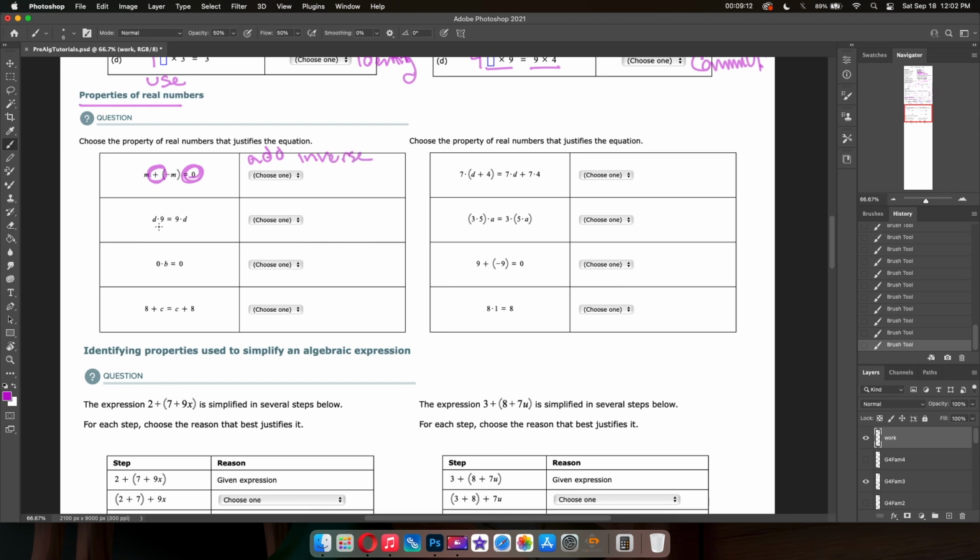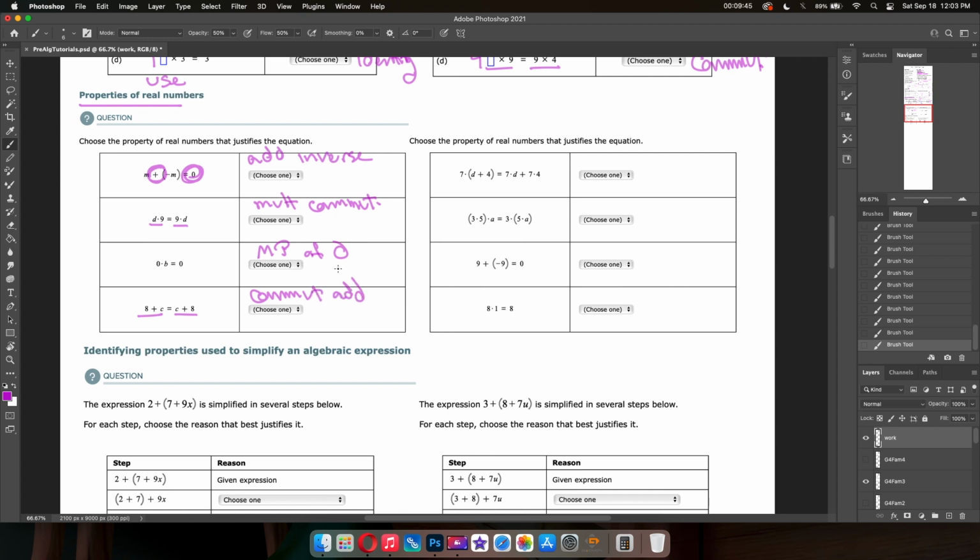This one, 9 times d, d times 9. The operation is multiplication, and this is the commutative property. And again, because there's a drop down, you would look for whatever matches these keywords that we're looking for. Times 0 equals 0. That's the multiplicative property of 0. Let's see here. 8 is in front, and then 8 is in back, so the numbers change places, and this is addition. So this is the commutative property of addition.